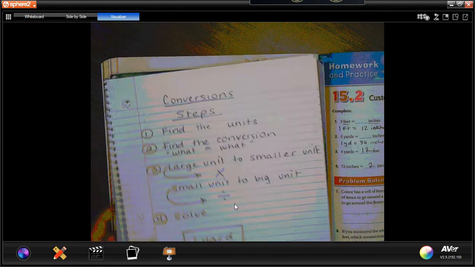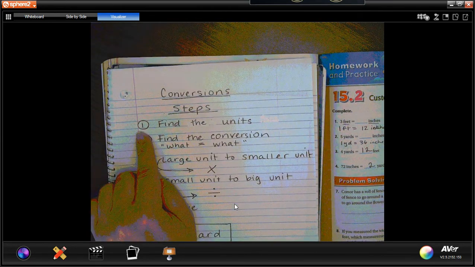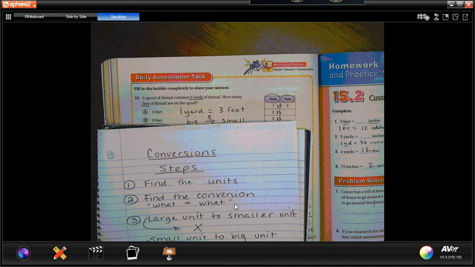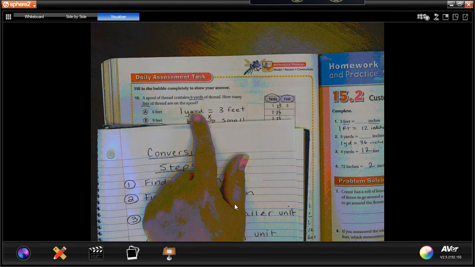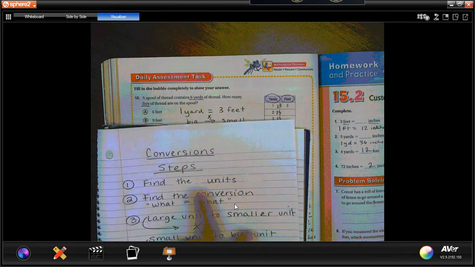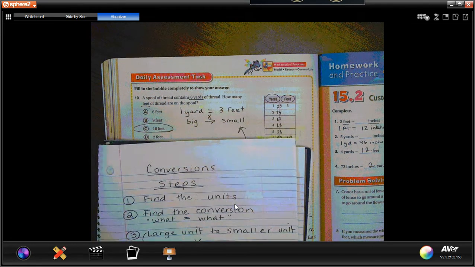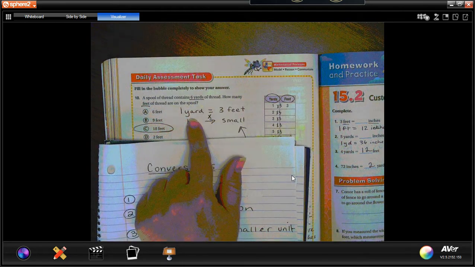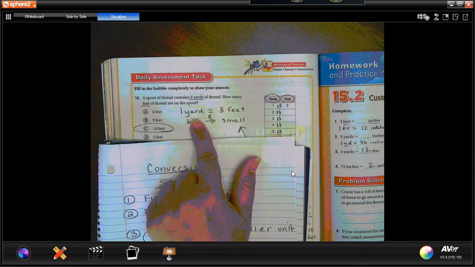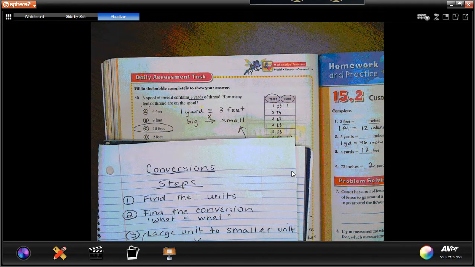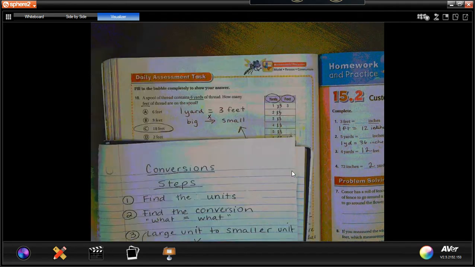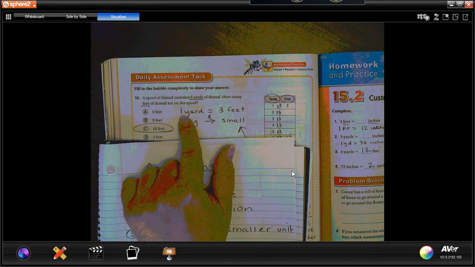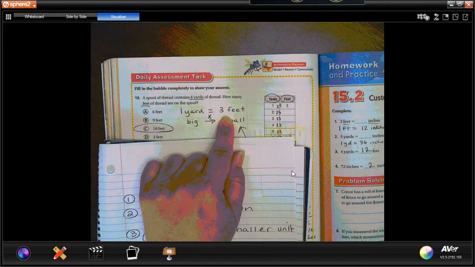We had some steps here. First, you need to find the units. In this one, we were talking about yards and feet, so those were our two units. Second, we need to find the conversion. What equals what? Since we're using yards and feet, I found in my reference materials, and those of you at home, we put this in our notebook, that 1 yard is equal to 3 feet.